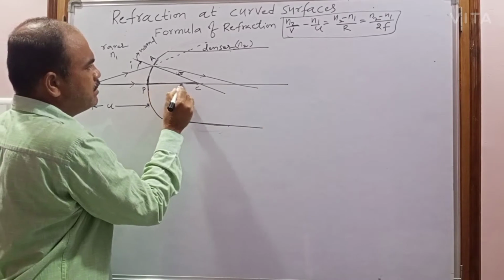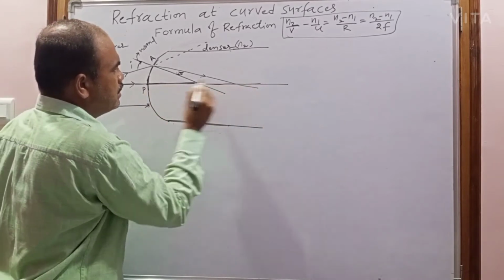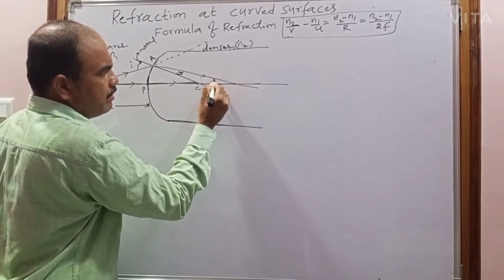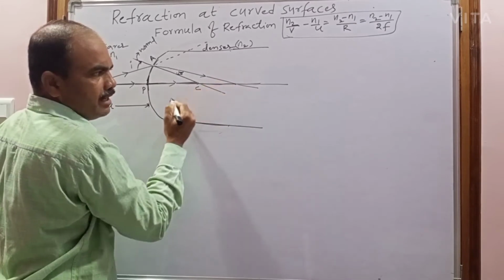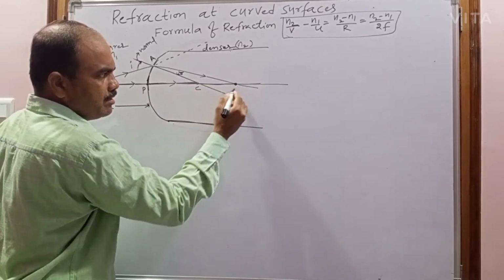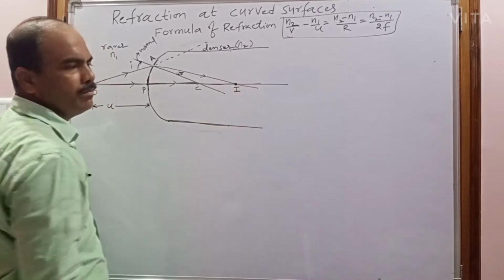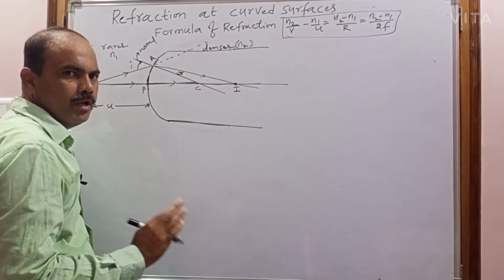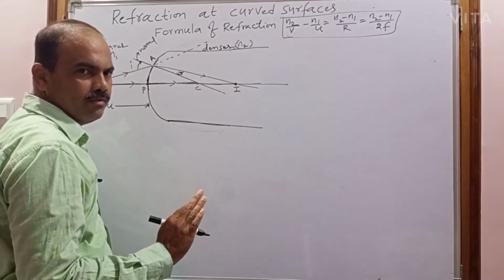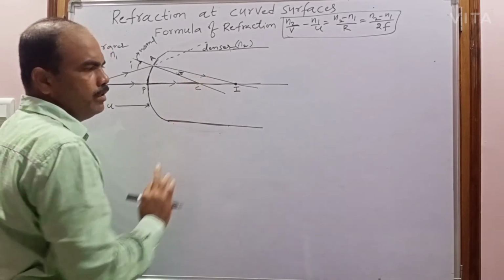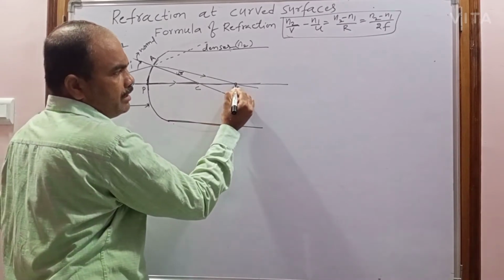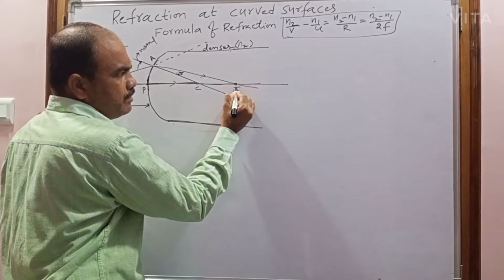When it continues the same path, this is the refracted ray, and this refracted ray meets here. The first refracted ray and the second refracted ray intersect here, so the image is formed at this point. How many minimum refracted rays are required to form the image? Two. That's why I am using two refracted rays. Where the two refracted rays intersect, the image is formed.